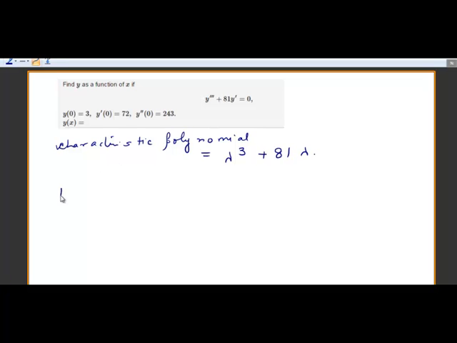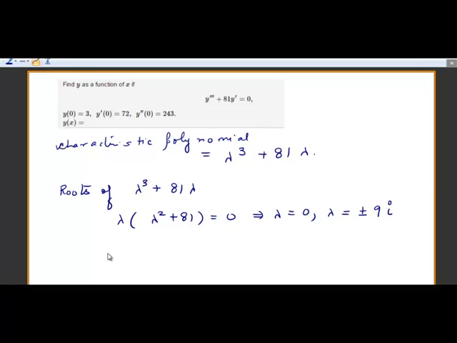Okay, then the roots of this: we pull a lambda out, lambda square plus 81 is equal to 0. This will imply lambda is 0 and the other roots will be plus minus 9i.